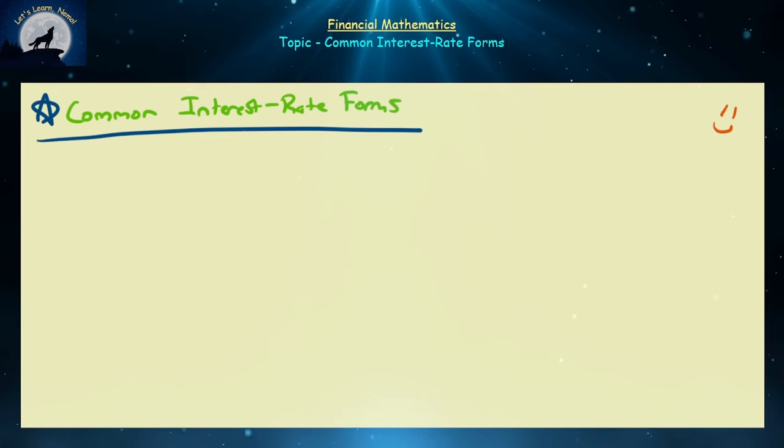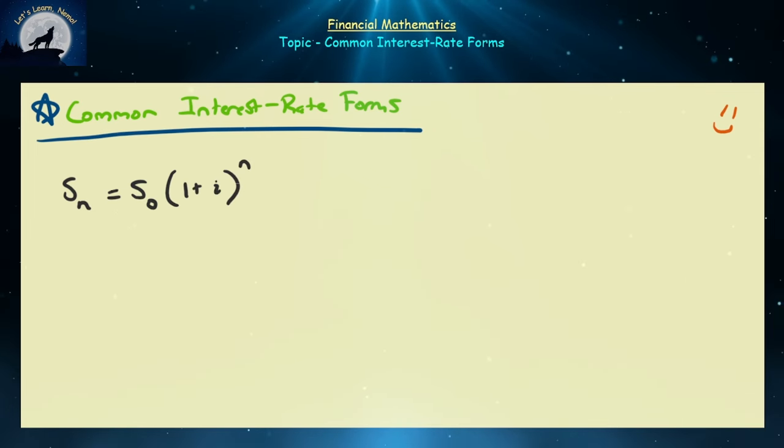So let's just review one important concept, in particular compounding interest rates, that we discussed last time. We said that at some time n, we can find how much is in the account if it compounds n times under some interest rate I via the principal multiplied by 1 plus the interest rate to the power of the number of compoundings.